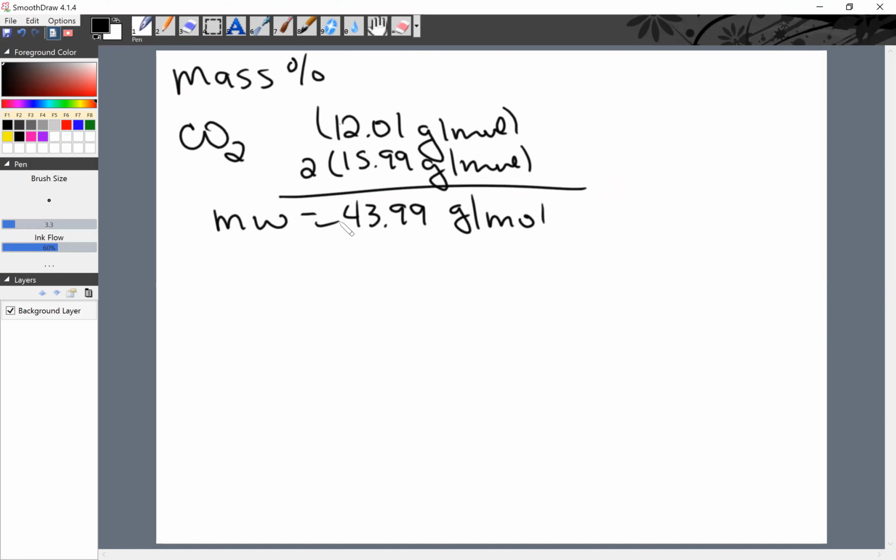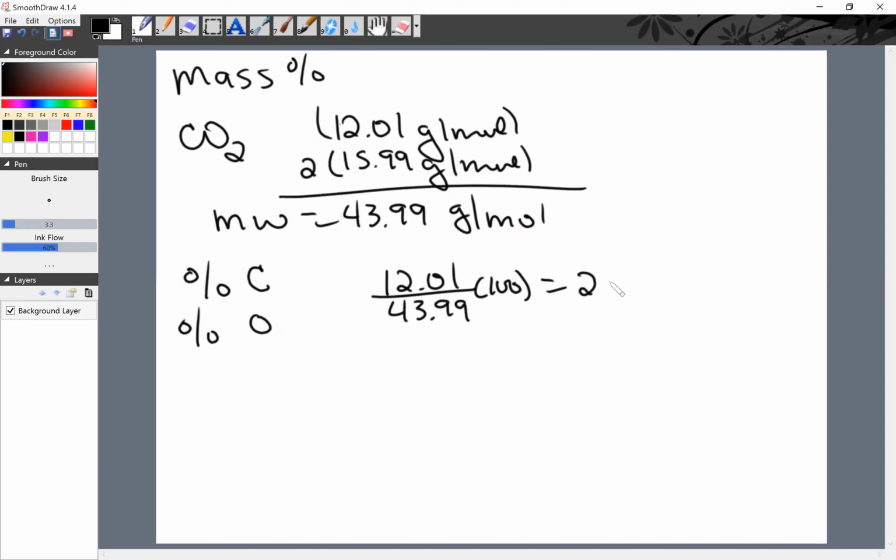Okay, which is great, which is what we just did. But I'd really like to know what percentage is carbon and what percentage is oxygen. Now, this has nothing to do with chemistry. This is literally just math, percentages. The thing you're interested in, divided by the total. And so carbon, there's 12.01 grams in the 43.99. Multiply by 100 to get to percent. And okay, let me see, sig figs, I get 27.30% of carbon.